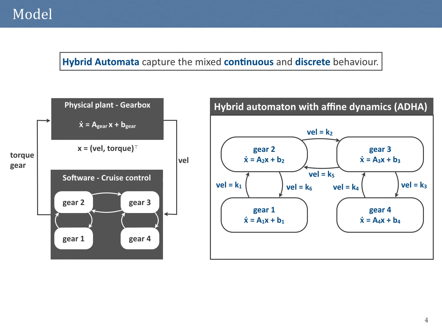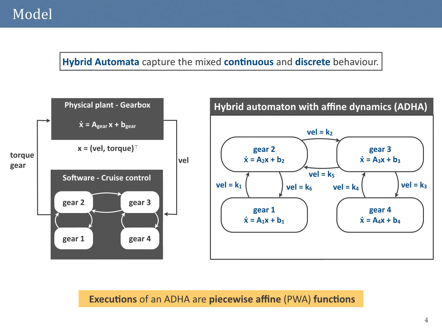This system can be represented formally by a hybrid automaton with affine dynamics, which consists of one mode for every gear position represented by these boxes. The dynamics in each of the modes are captured by different linear differential equations, and the mode switches are captured by edges. Executions of this kind of automaton are piecewise affine functions. Observe that the hybrid automata model is appropriate not only for describing embedded or cyber-physical systems, but also for describing biological systems, where the evolution of the system sometimes depends on value thresholds of certain variables.